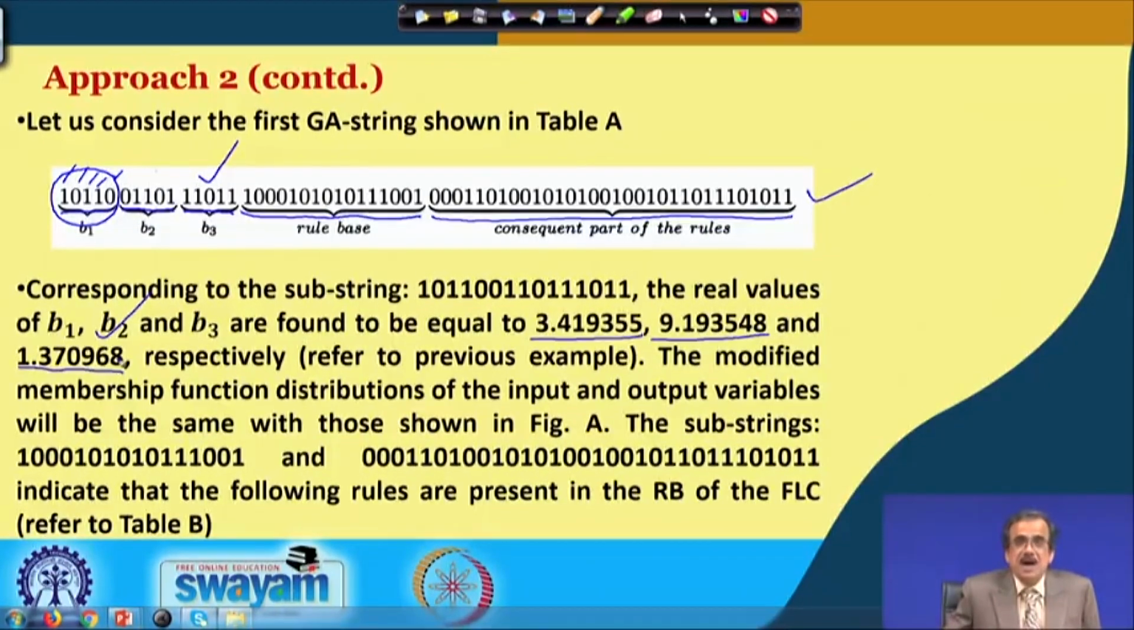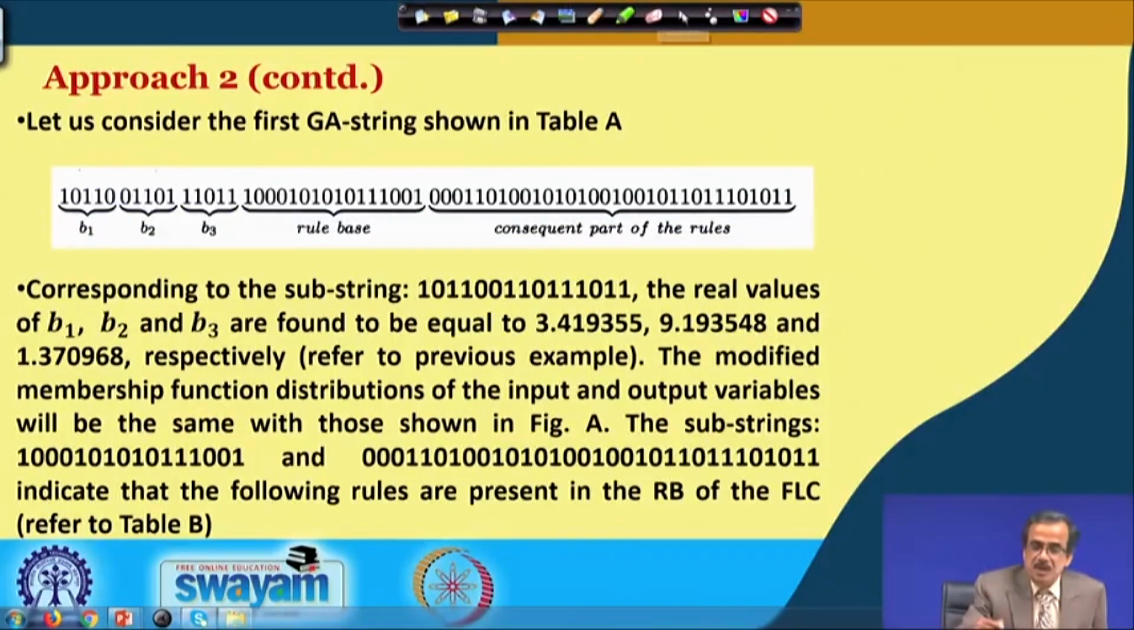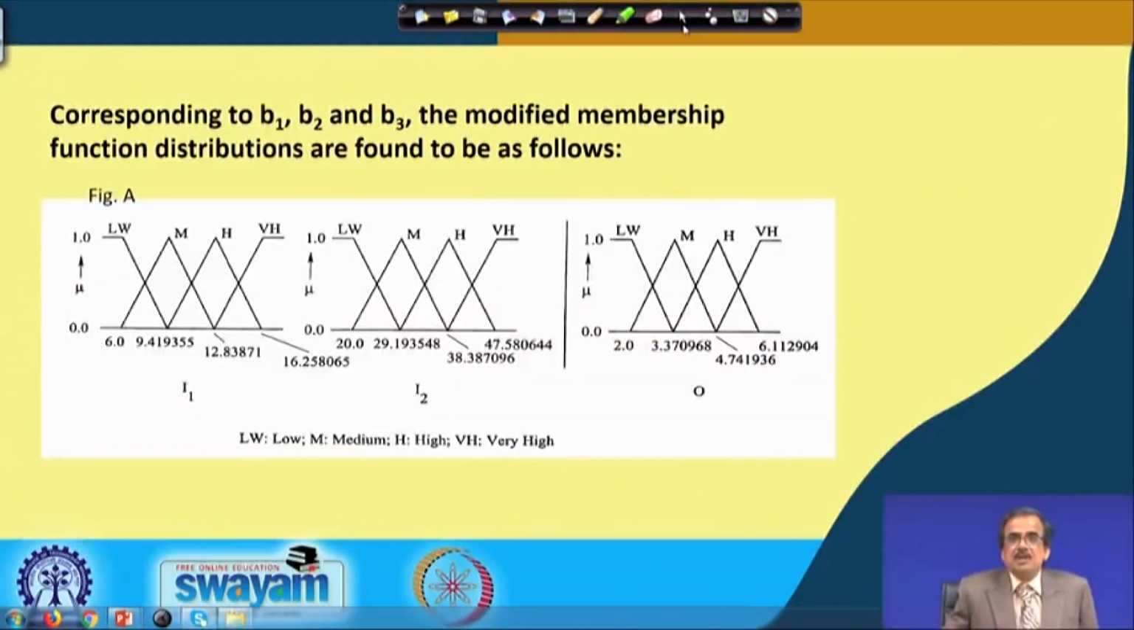Once you have the real values for B1, B2 and B3, we are in a position to find out the modified membership function distribution for B1, B2 and B3. If you see, this is the modified membership function distribution for I1, this is for I2, and this is for the output O.